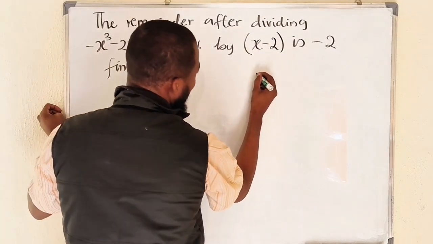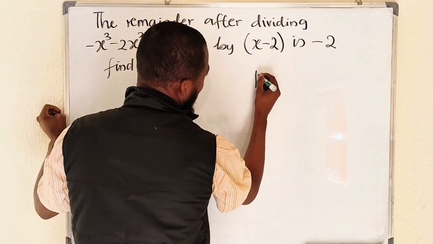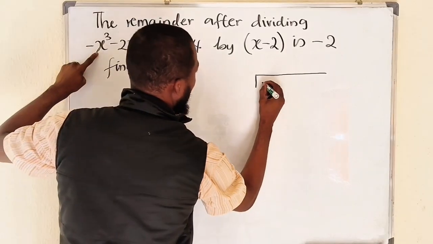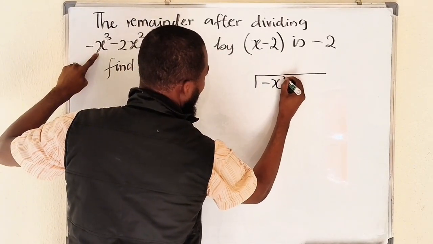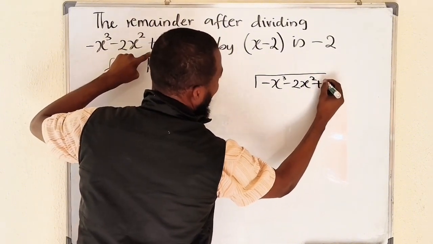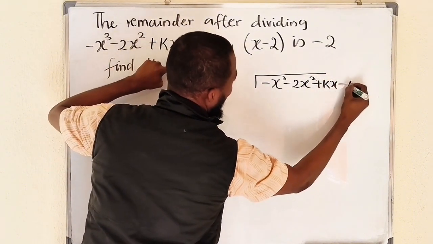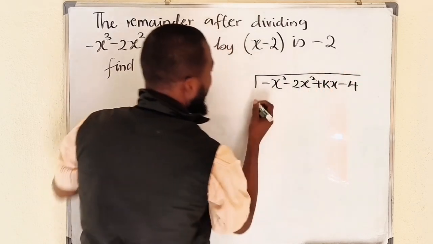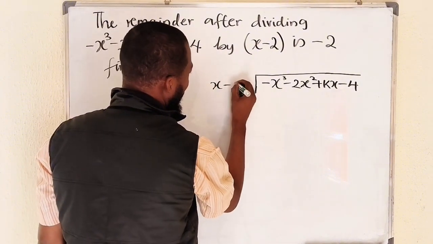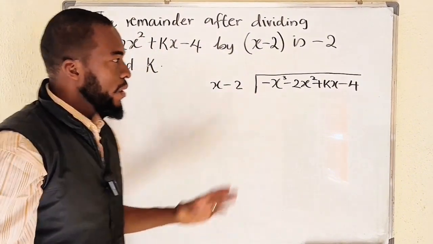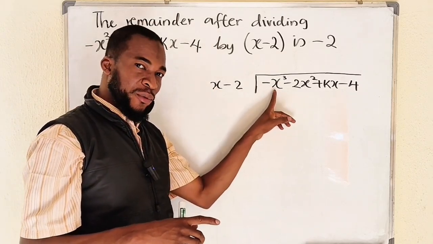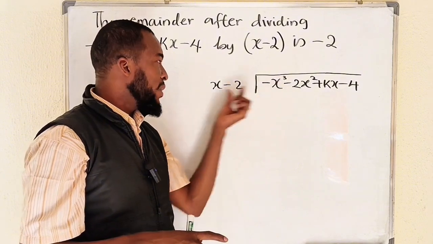So using long division, we have negative x cubed inside minus 2x squared plus kx, then minus 4. This is what we have inside. Remember, our quotient will be here and the divisor, which is x minus 2, will be outside. So to perform long division, always use the first term and the first term.